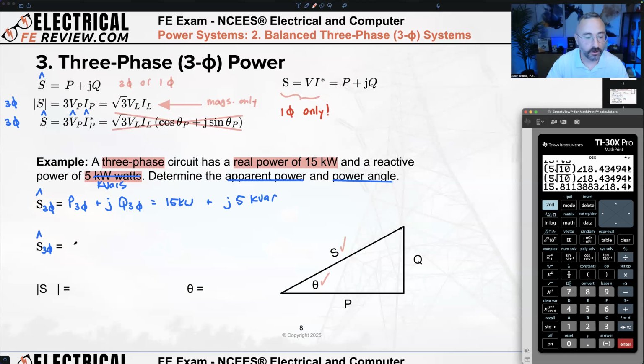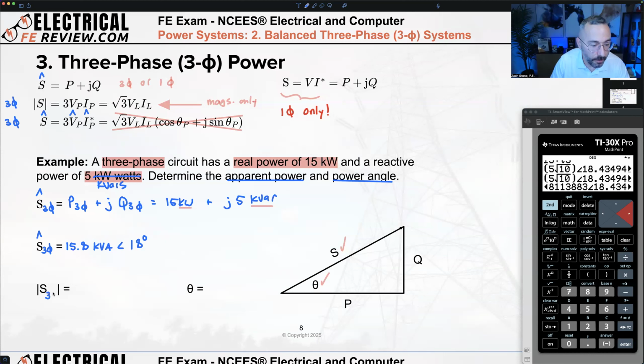So reading from my calculator, the magnitude is 15.8. What are my units? I've got kW and kVAR for P and Q. What's my unit going to be for magnitude S? Good job, Jennifer. Yeah, not just voltamps. It's going to be kilovoltamps. And then what's the angle? We've got 18.4. I'll just round that to the nearest degree. We'll just call that 18 degrees.